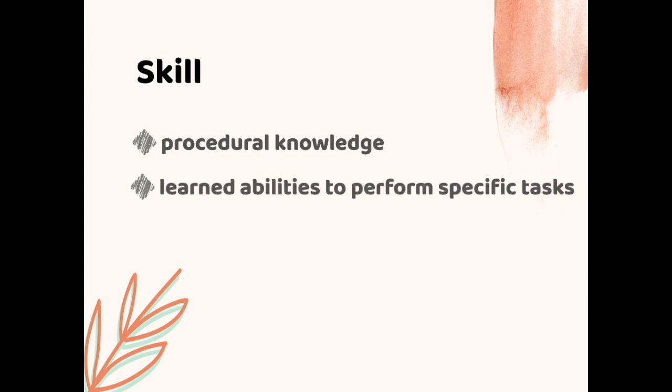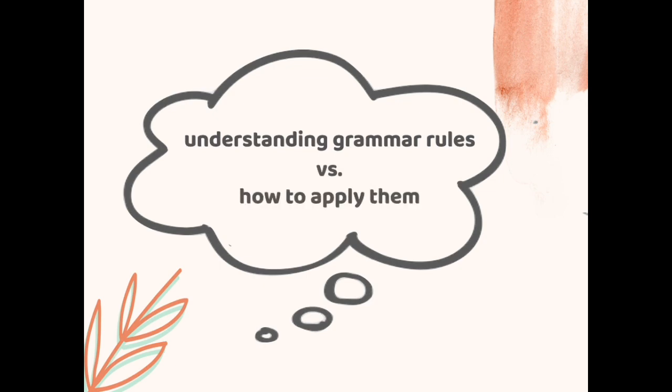On the other hand, skills, also known as procedural knowledge, are learned abilities to perform specific tasks efficiently. As an example, how to speak or swim. Take a moment to think about it. Is understanding grammar rules the same as knowing how to apply them? What makes one knowledge and the other skill?